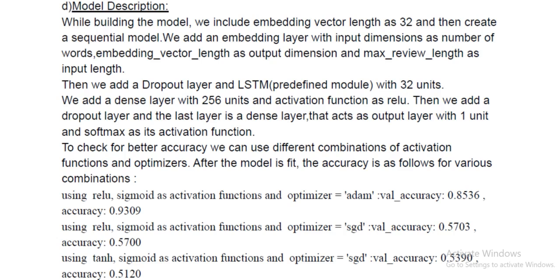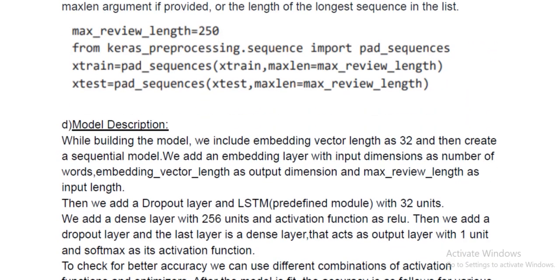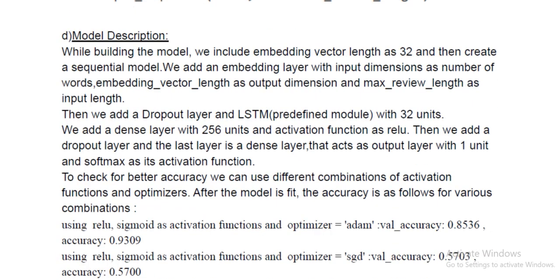So we add an embedding layer here with an input dimension as the number of words that we are taking, and the embedding vector length that you have decided. Here in this experiment I have decided it as 32. That is going to be my output dimension, and my maximum review length I will be taking as my input length. As I already discussed, the maximum review length is 250, and the embedding vector length is 32.